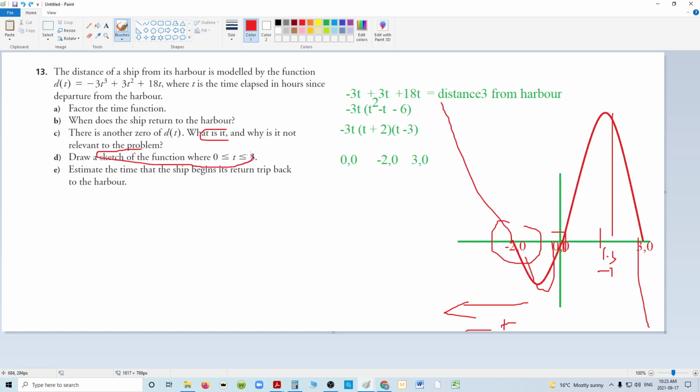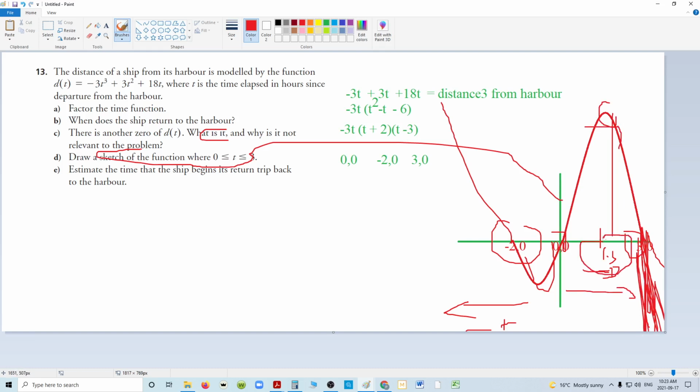Draw a sketch of the function. Just did. Estimate the time that the ship begins its return back to the harbor. Now the reason I say it's to the right of 1.5, which is the halfway distance between 3 and 0, is because this side of the graph, which dives down for infinity, is going to pull this whole center point to the right.